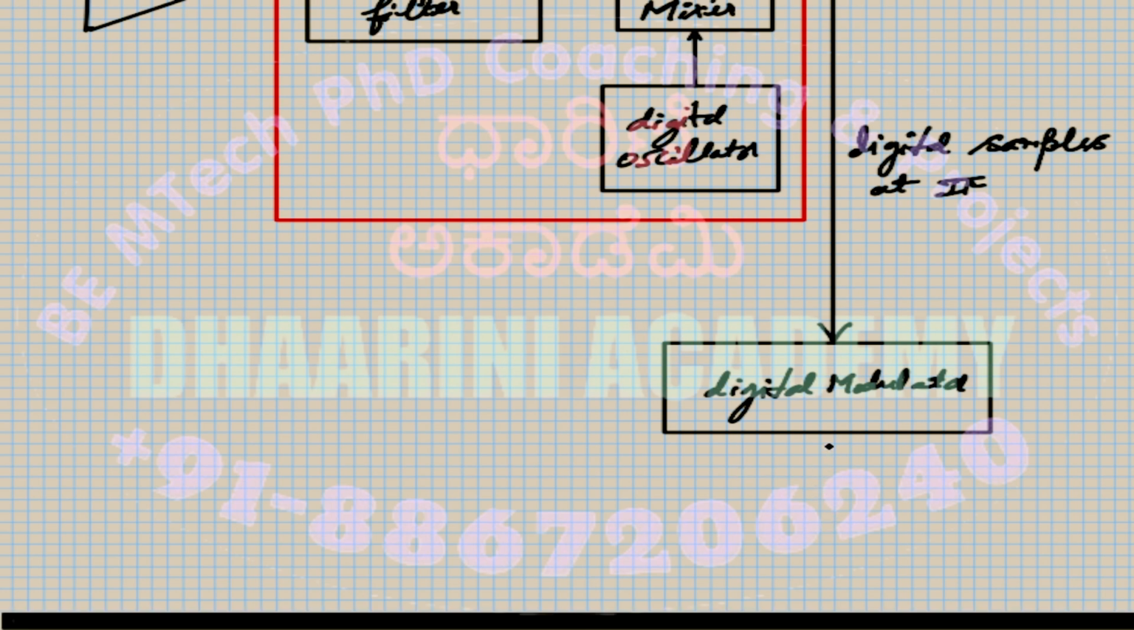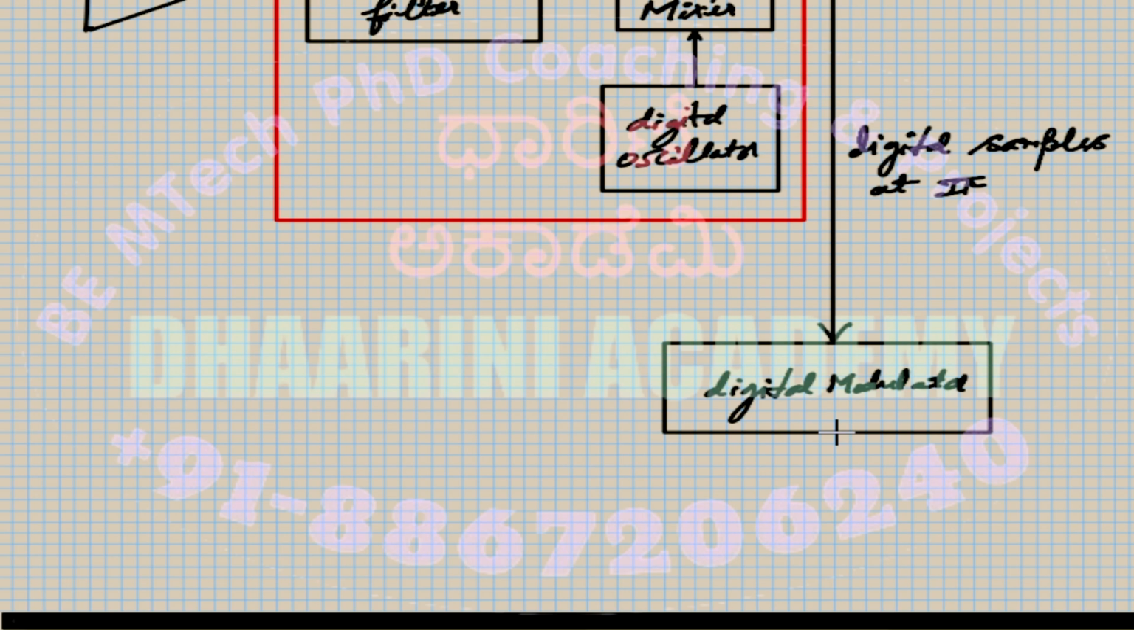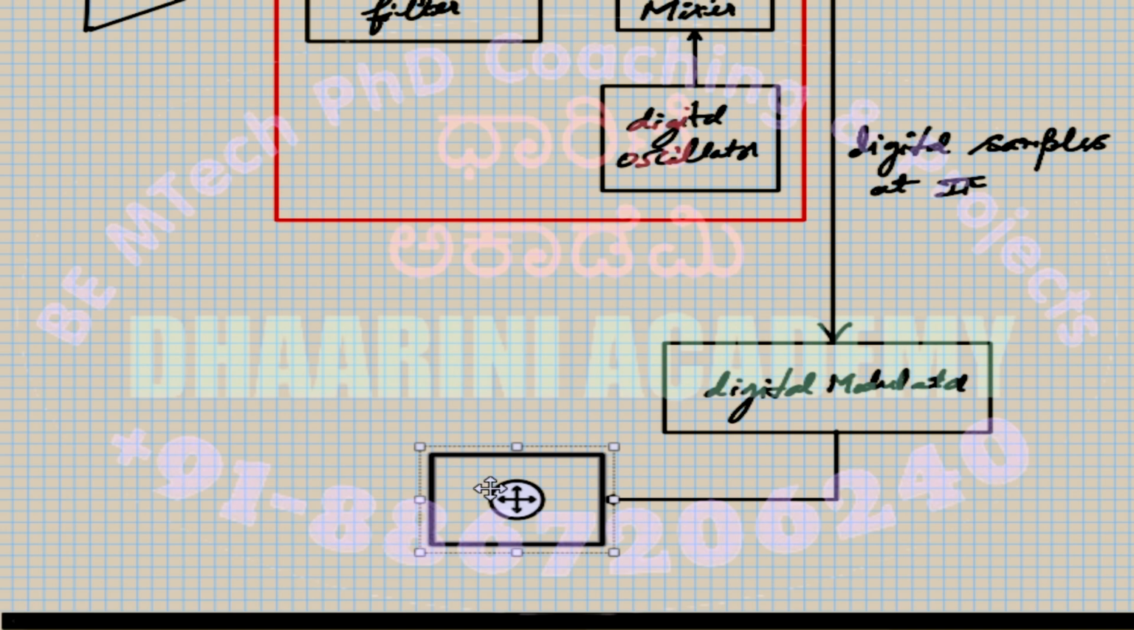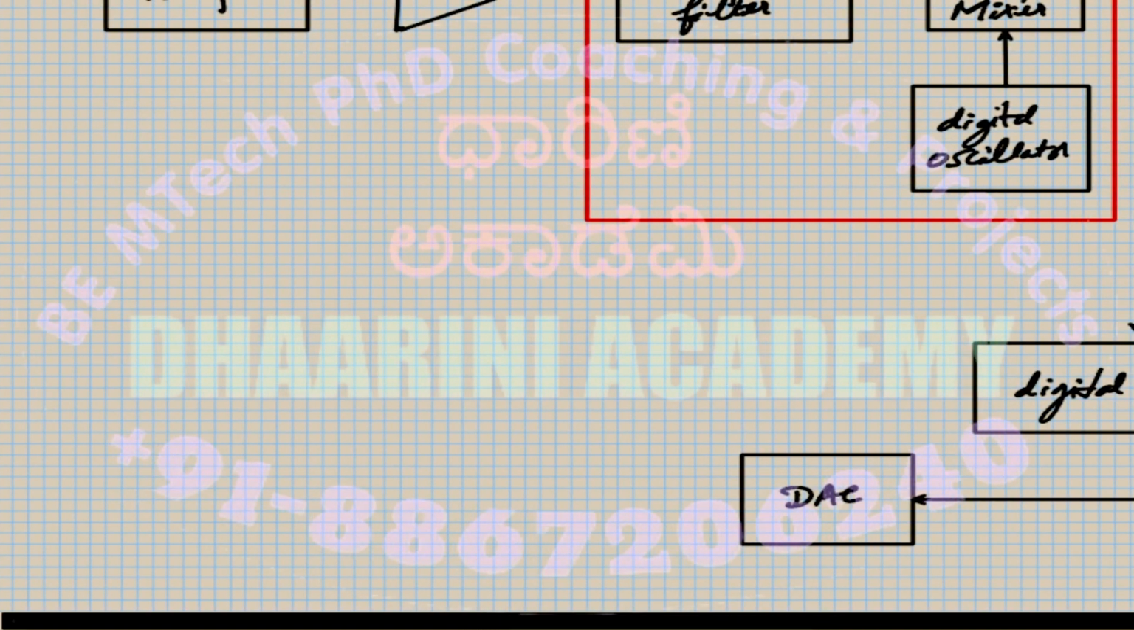So we have to use the next component, which brings this back into analog nature. So this is the digital to analog converter, DAC. All right. Once you bring it back, the output of this DAC is an analog signal at high frequency, right? Higher RF frequency, right?